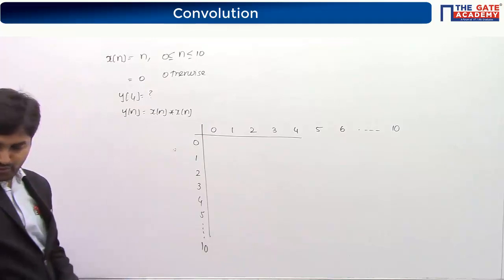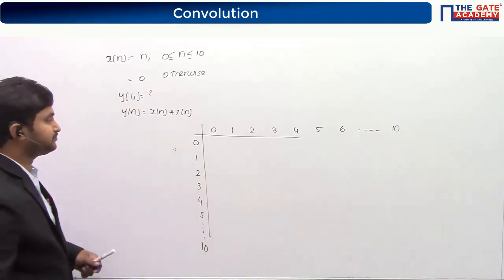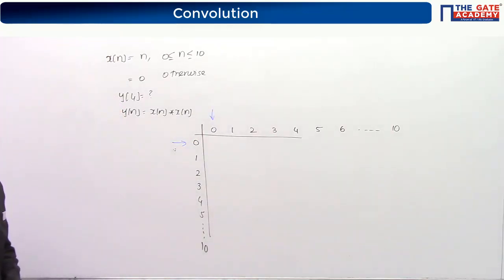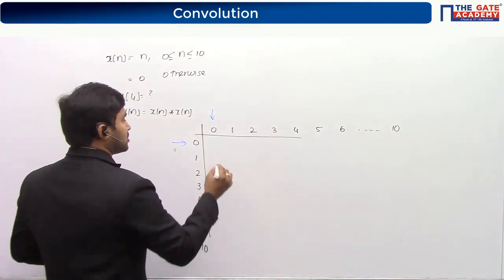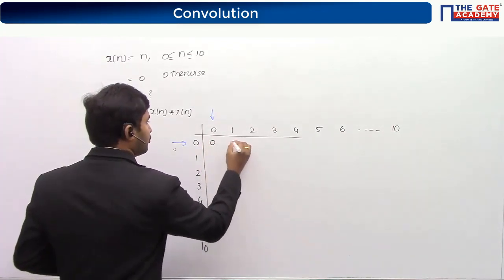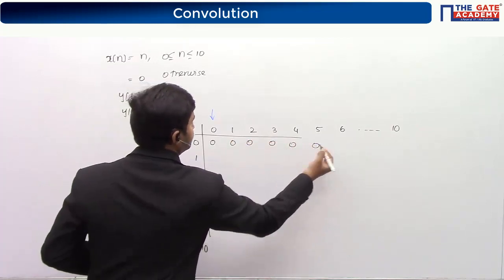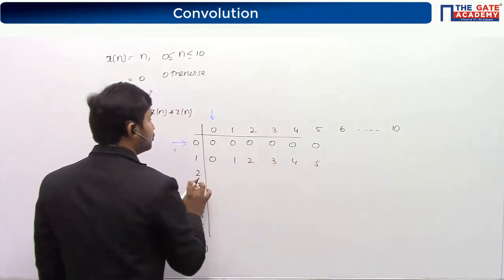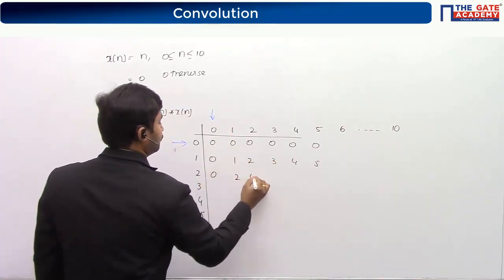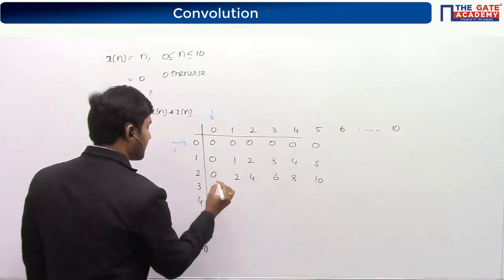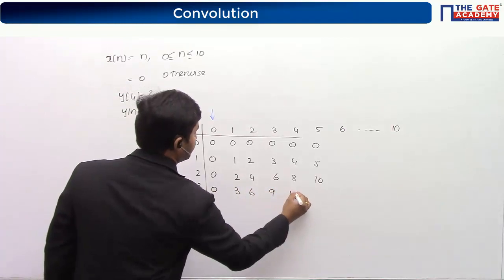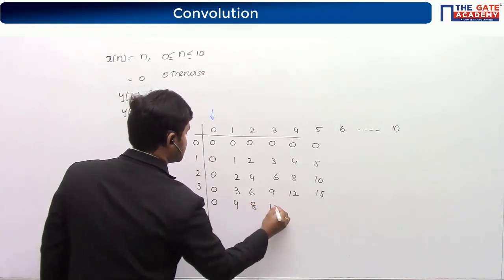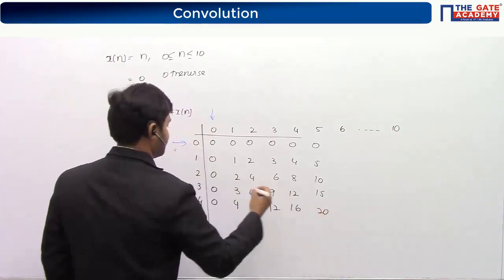Where do we have the arrow? The arrow is present here and the arrow is present here, at x of 0 and x of 0. So let me fill the table. All zeros in the first row, and here 0, 1, 2, 3, 4, 5. The 2 table: 2, 4, 6, 8, 10. The 3 table: 3, 6, 9, 12. Here 0, 4, 8, 12, 16, 20.